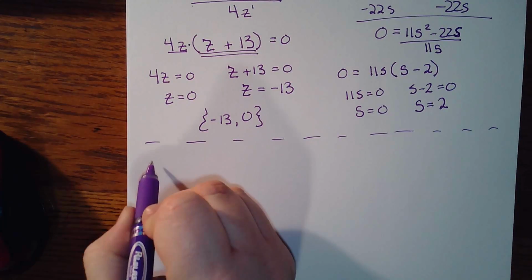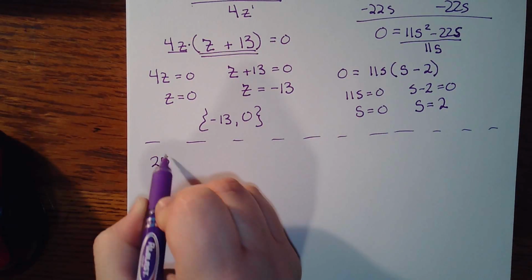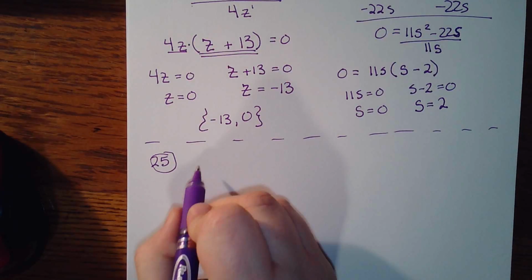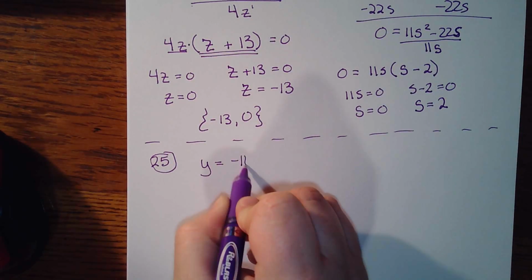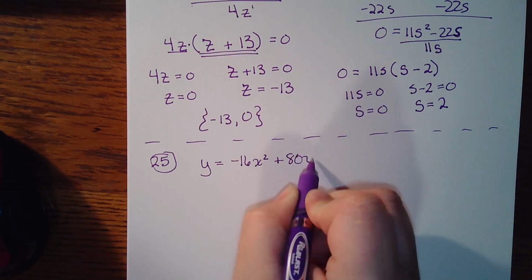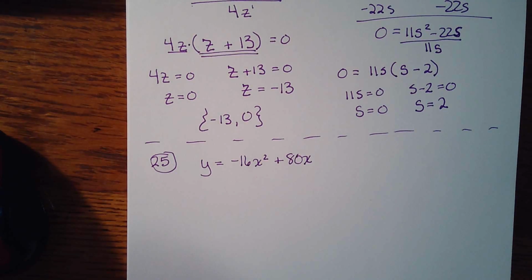So number 25 says, a boy kicks a ball in the air. The height y in feet above the ground of the ball is modeled by the equation. And the equation is y equals negative 16x squared plus 80x. So let's talk about what these numbers represent. Where x is the time in seconds since the ball was kicked. So the x represents time. Y is going to represent the feet.